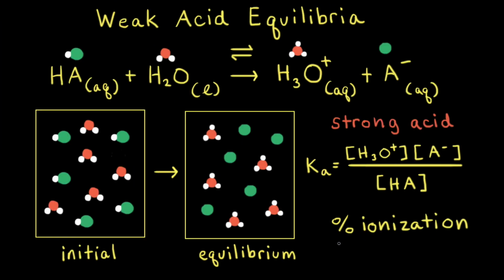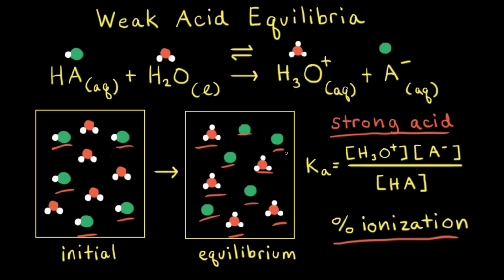Finally, let's talk about the idea of percent ionization. To help us think about percent ionization, let's go back to our example with a strong acid. We started off with 5 HA particles, and all 5 of those HA particles ionized to produce 5 hydronium ions in solution and 5 A- anions in solution. Therefore, 100% of our acid ionized. So we can write 100% ionization for this hypothetical strong acid HA.